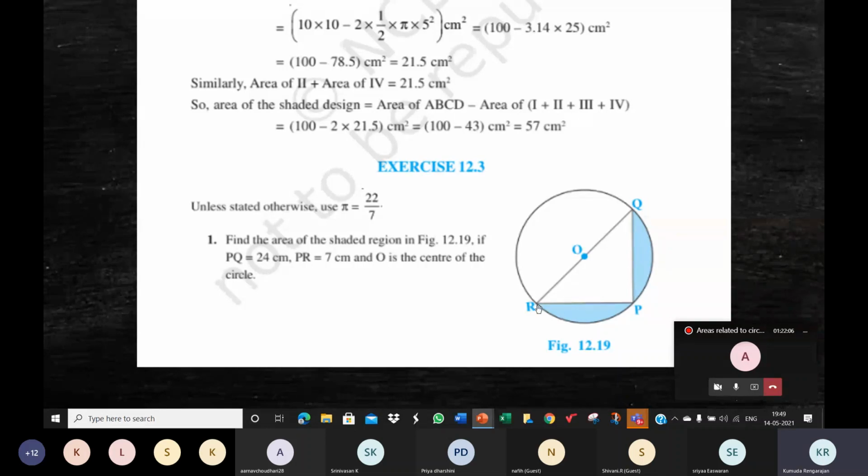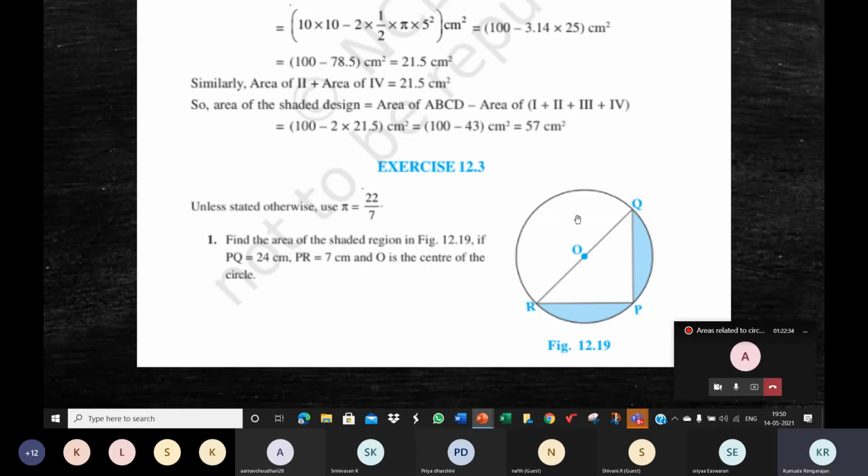Standard 9, chapter circles. Okay, so now QR is the diameter because the center O passes through QR. So QR is a diameter, which means this region is a semicircle. This is a semicircular region. This one is a semicircle. Angle in a semicircle is a right angle.